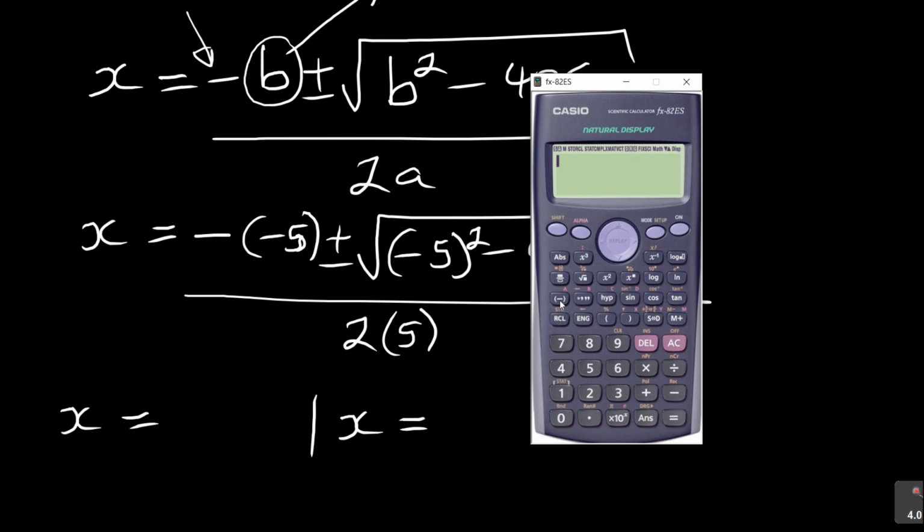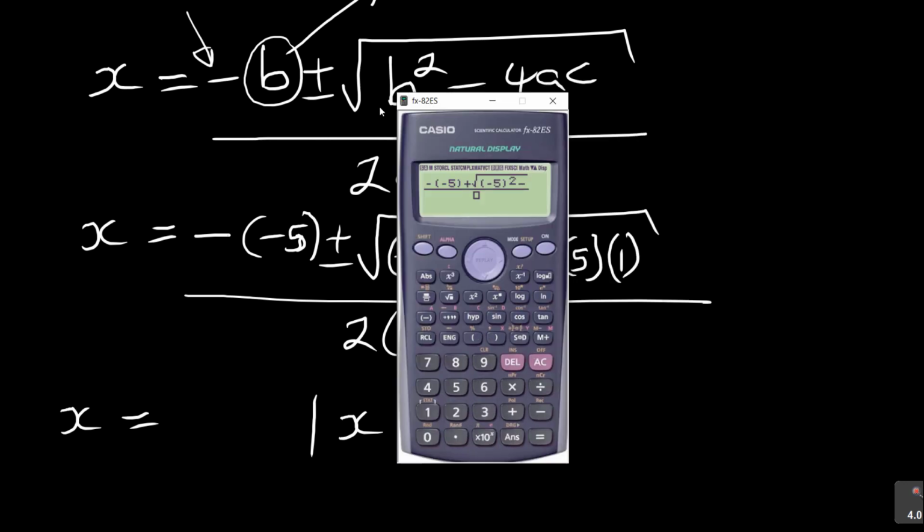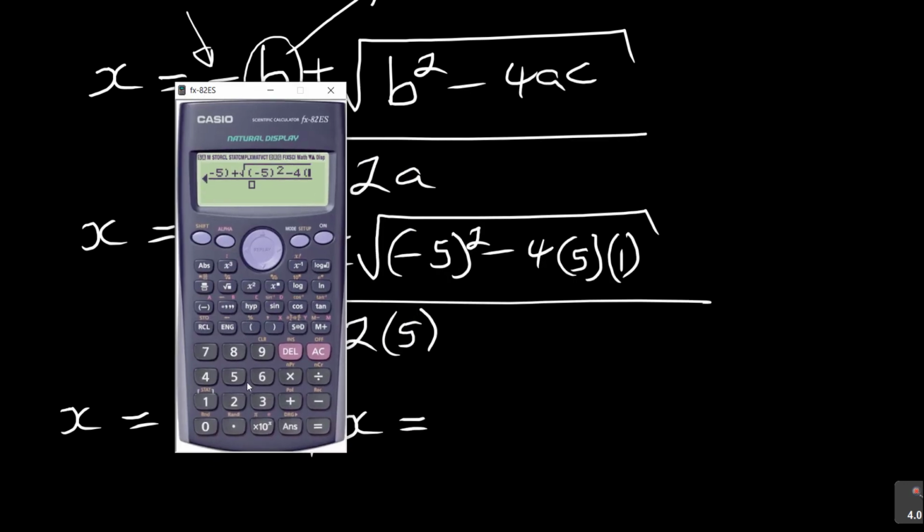So what you do is a fraction, which is minus bracket minus 5. See, start with the positive one, square root of negative 5 squared minus 4. a is 5, c is 1, close it, all over 2 bracket 5, equal to the first one.